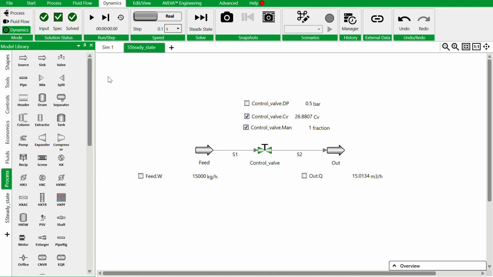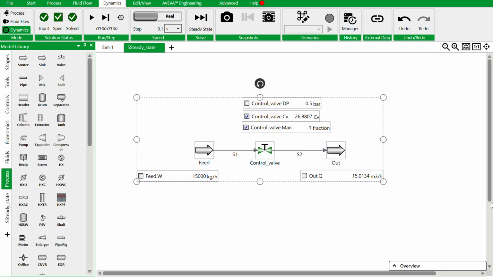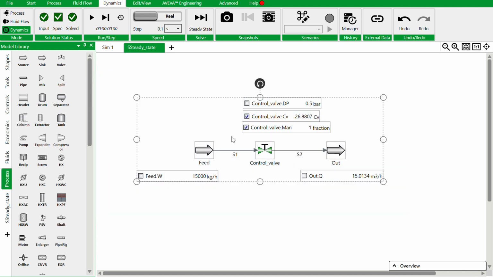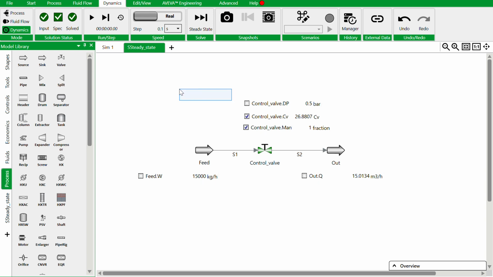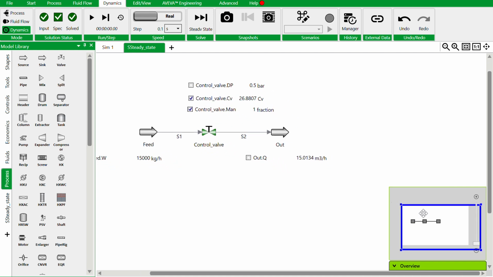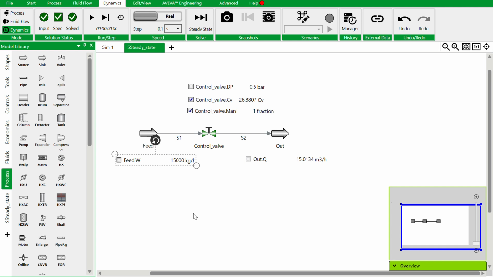Okay, now we can check the trends in the running state. Before moving ahead, we can start the simulation. Now for the selected CV, our flow rate is 15,000 kg per hour.